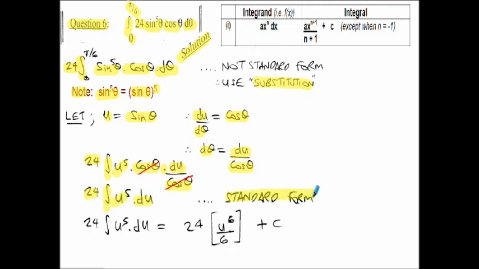That's now a standard form. In our standard tables, that's the form ax to the n, or in this case x is equal to u. Following the pattern through, given in our solution for the integral, that now becomes 24 multiplied by, in brackets, u to the power 6 upon 6, plus the constant of integration, because I'm not considering limits at this particular point.